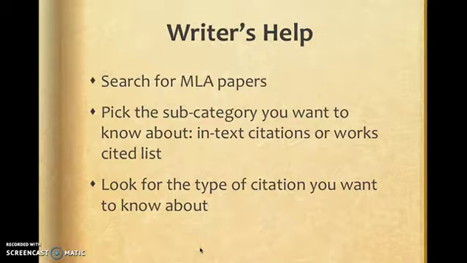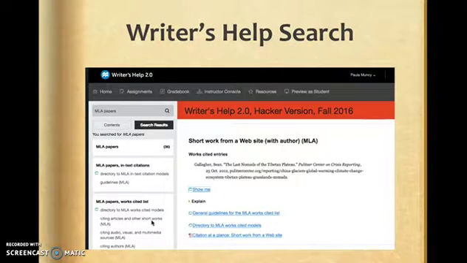Writer's Help, since you've already purchased it, is another good resource. So once you have it open, you should search in the bar for MLA papers, then pick the subcategory you want to know about, and I would suggest looking at in-text citations and your works cited list. And then once you're in one of those, then look for the type of citation that you want to know how to document. So here's what it would look like once you're signed in and you have already searched for MLA papers. Then you get these and other options down here.